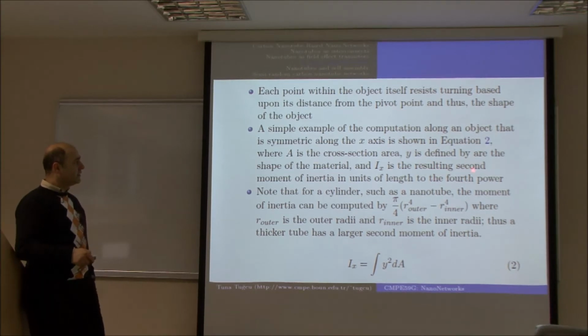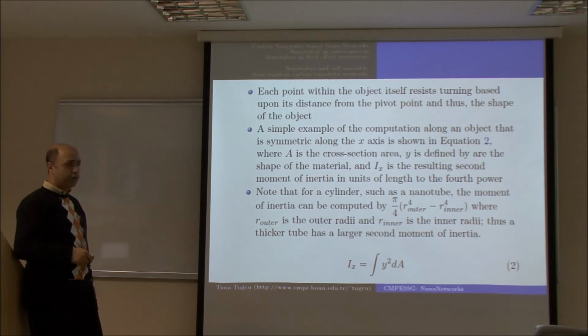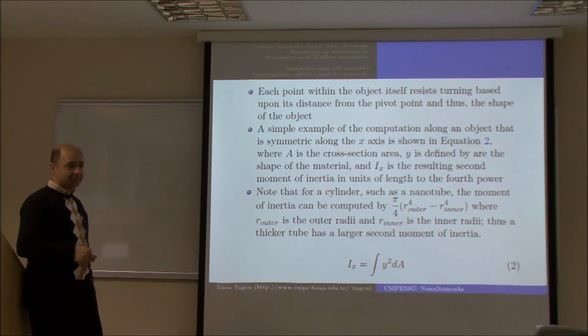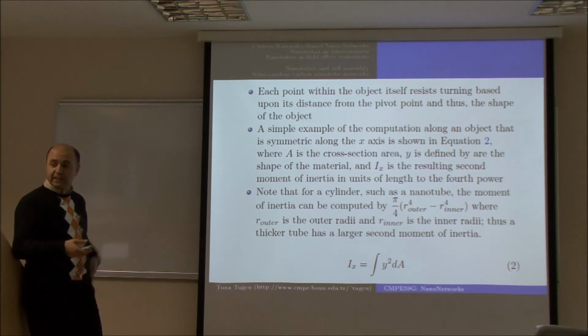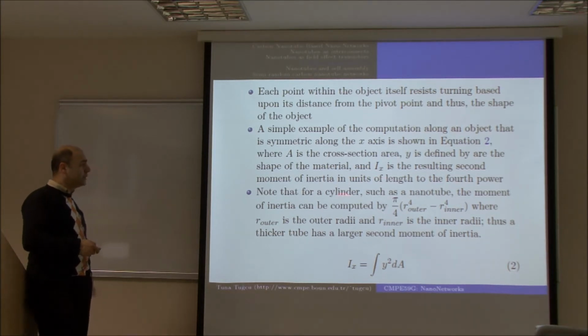So that is the resulting second moment of inertia in units of length to the fourth power. You should note that for a cylinder, like this carbon nanotube, for example, the moment of inertia can be computed by pi over 4 times r to the 4 of the outer radius of the cylinder minus r to the 4 of the inner radius of the cylinder.